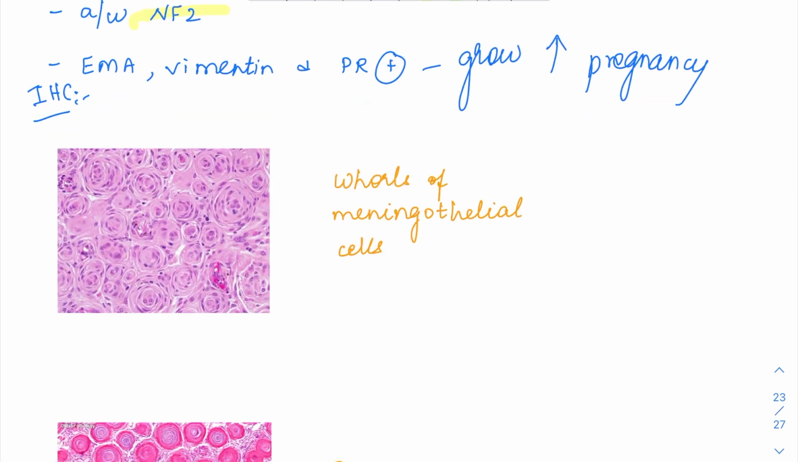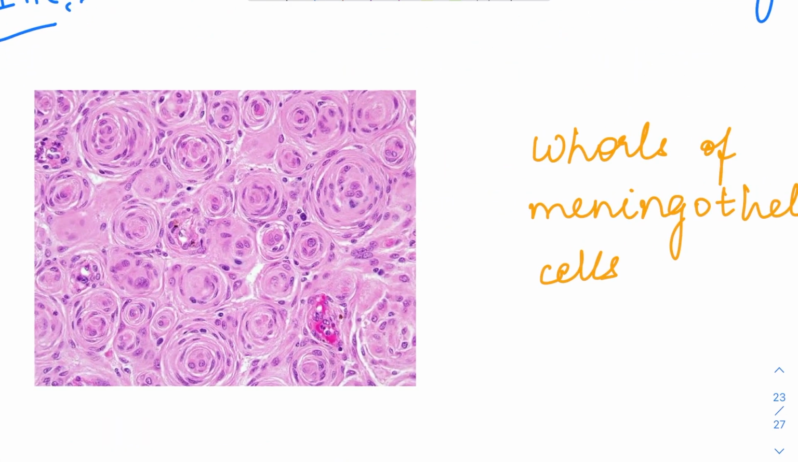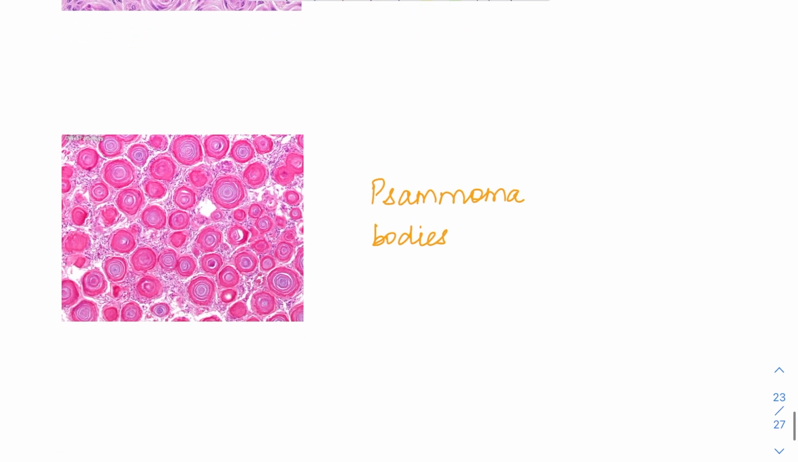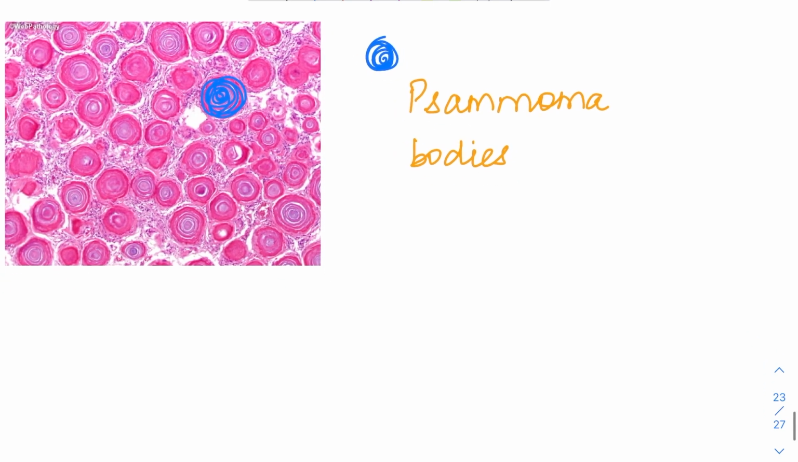And the classical image of a meningioma will be whorls of these meningothelial cells. If you appreciate here, the cells are all arranged in a whorl kind of pattern. So these whorls of meningothelial cells are seen in meningioma. And here also it is an example of where psammoma bodies can be present. Psammoma bodies are laminated calcifications, right? Here again you can see that this picture is full of these psammoma bodies. So psammoma bodies are seen in meningioma also.